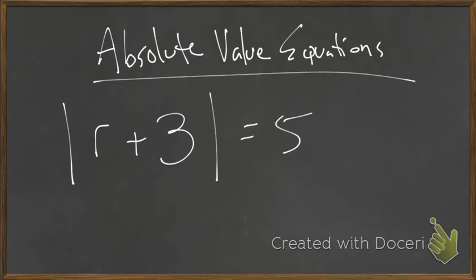Whatever's on the inside of this, don't even think r plus 3. Whatever's on the inside of these absolute values can be 5. Or it can be negative 5, because the absolute value of either one of those things is 5. That was a lot of 5s, okay?